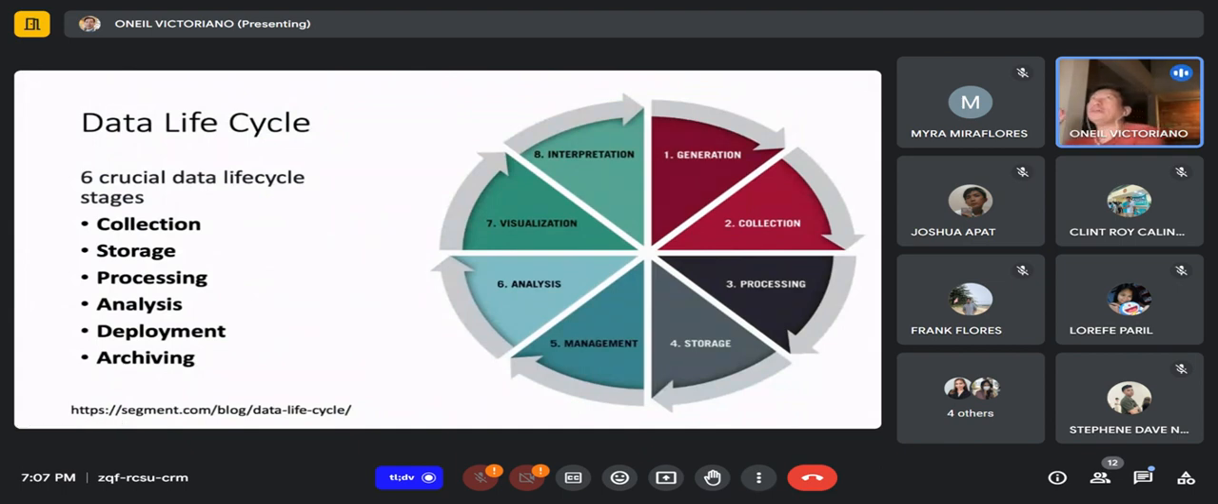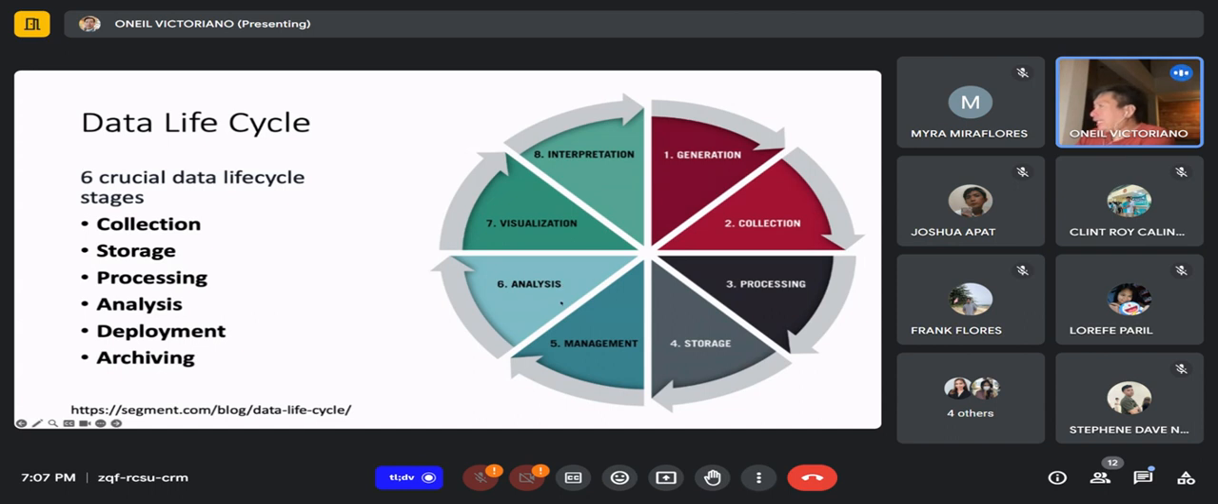So in data also, before we go to the actual governance, we should be able to understand that data would have a life cycle. The same with software development, data would have different stages. It starts with collection, storage, processing, analysis, deployment, and archiving. But in some other literature or some other processes, it goes with eight. So generation, we generate data; collection, then we process data; we store data; and then how do we manage?